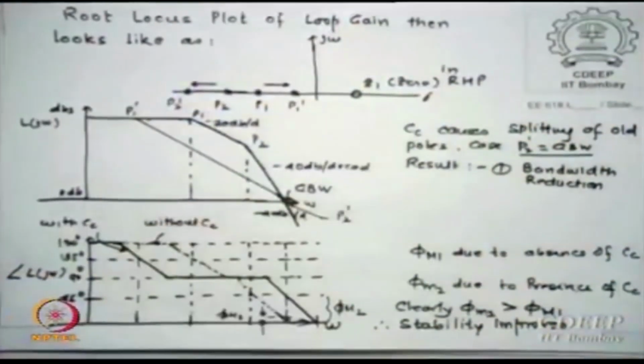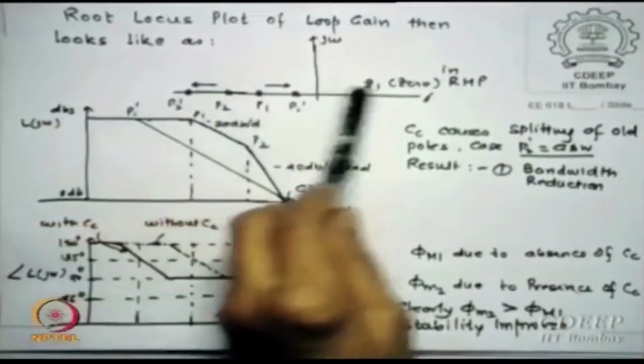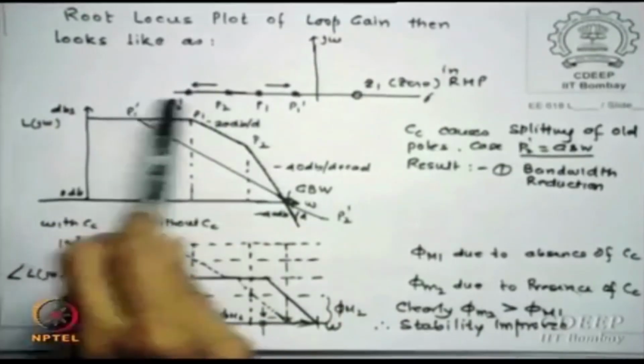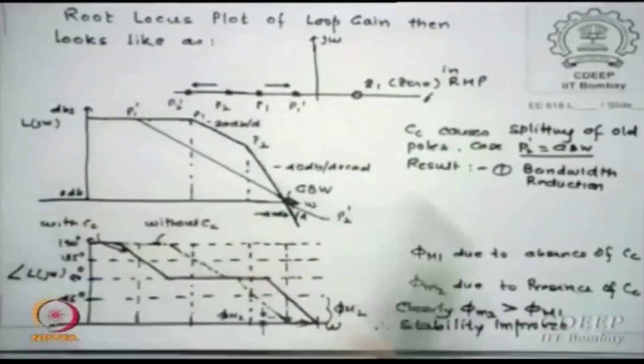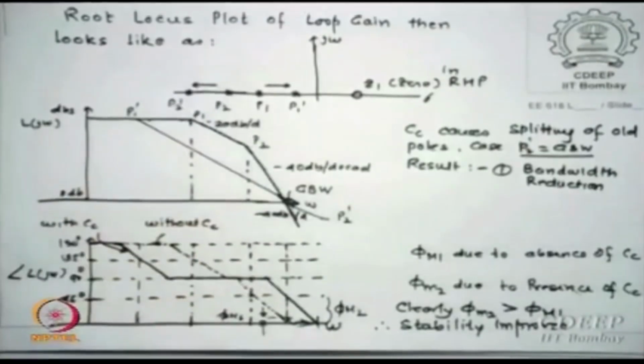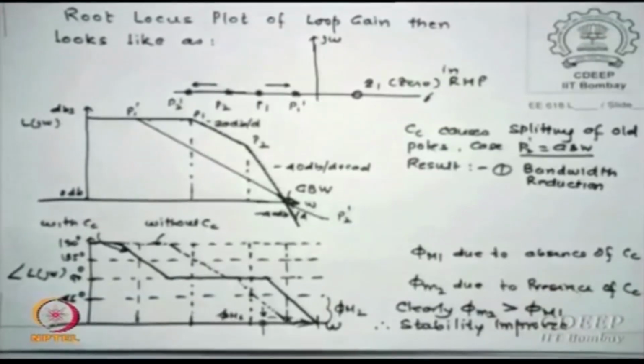Now I say, since CC causes pole splitting, P1 dash is reduced. So the first pole now with CC is reached here. The P2 which is away, now we can have a choice. We can initially at least say that this P2 dash should be at the gain bandwidth. Where? At the gain bandwidth point. Why did I say so? Because at least at that point then 135 degree is what I am expecting, so 45 degree at least I am getting that. Is that clear?